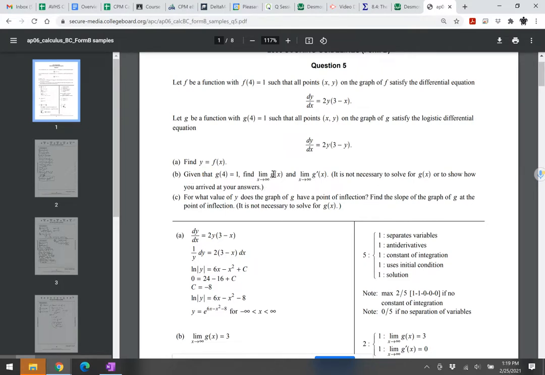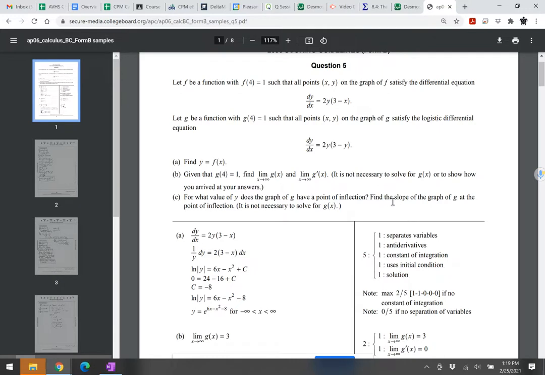find the limit of g of x as x approaches infinity. As x approaches infinity, that's saying as time moves on forever and ever and ever, and that's when it's going to be hitting its top, its upper level, which is 3. And it might say the limit as x goes to infinity of g prime of x, and that's as it goes on forever and ever and ever. It's logistic. It's 0.